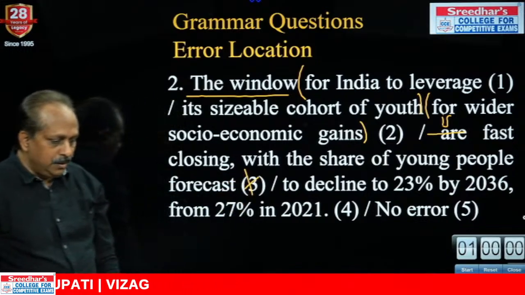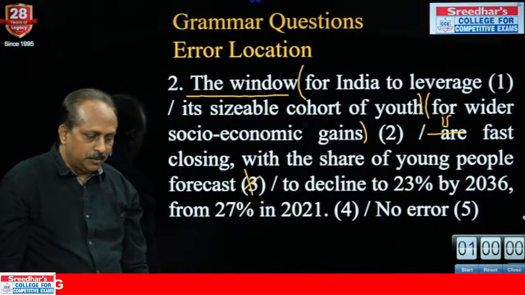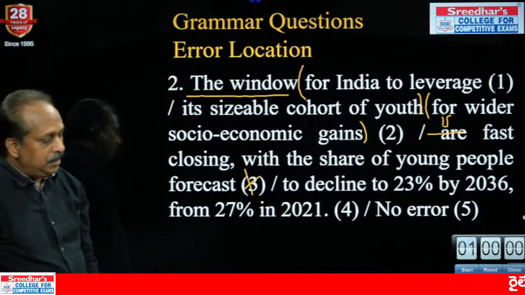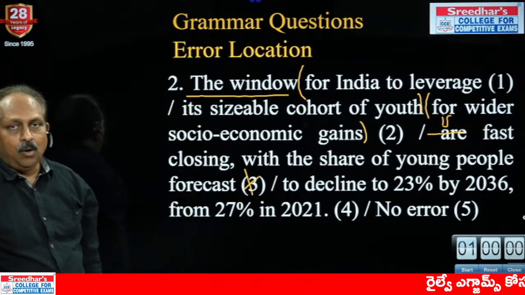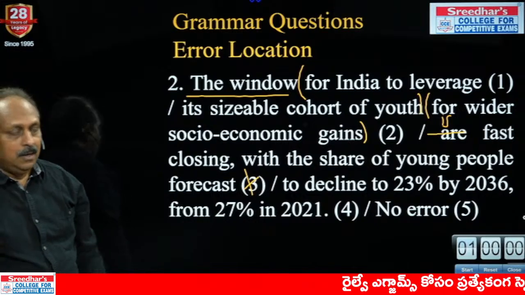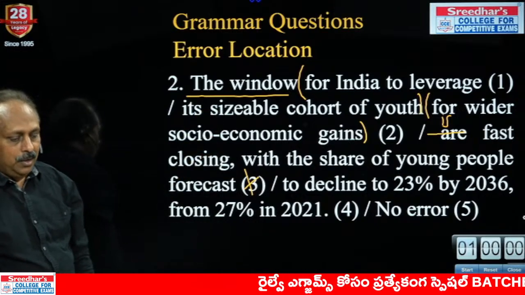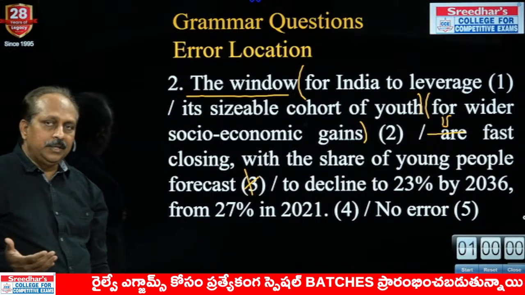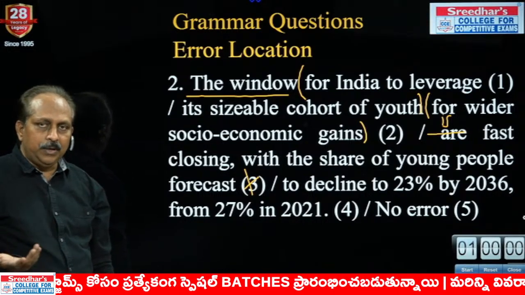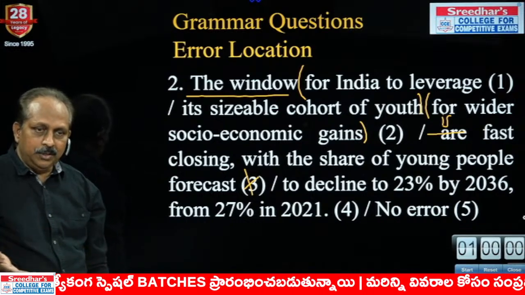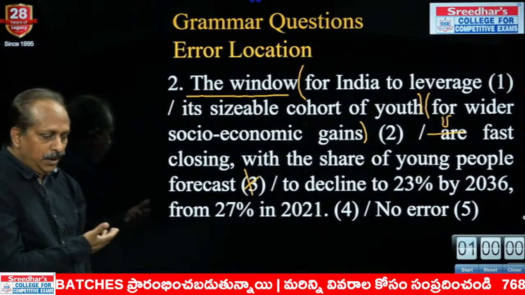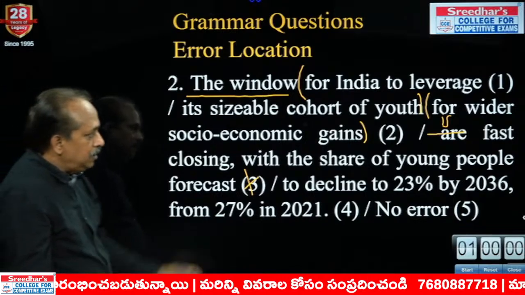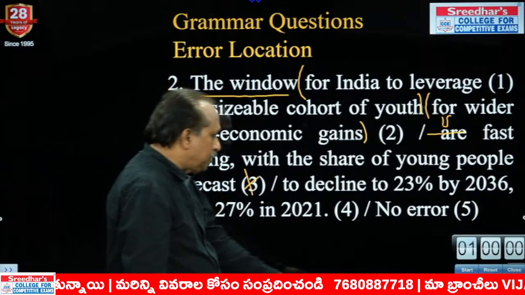Look, only Sai, I think a few students have got it right. No. The problem here, this question is based on subject-verb agreement. What is the subject here? The window. Here the window means opportunity. The opportunity is closing or the opportunity are closing. What will you say? The window is closing or the window are closing? Window singular, obviously we have to use a singular verb. Is fast closing.